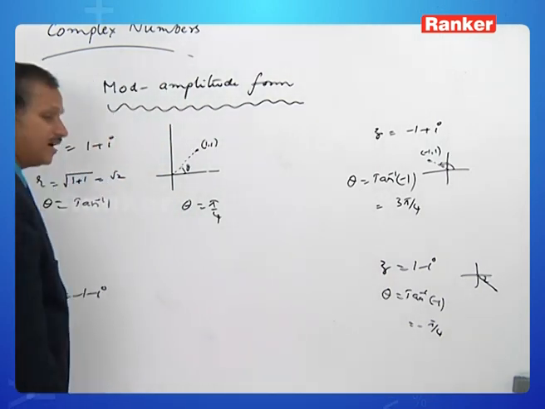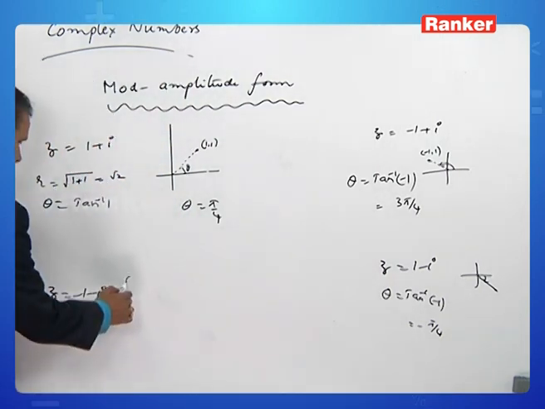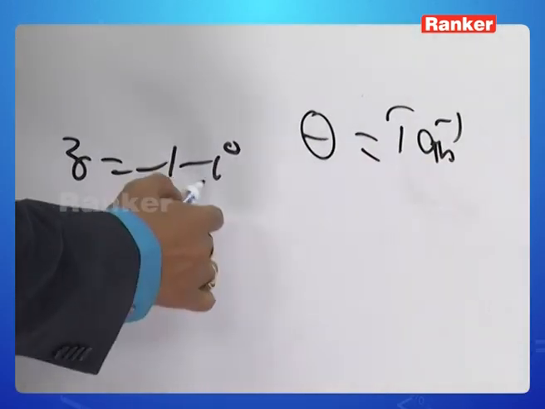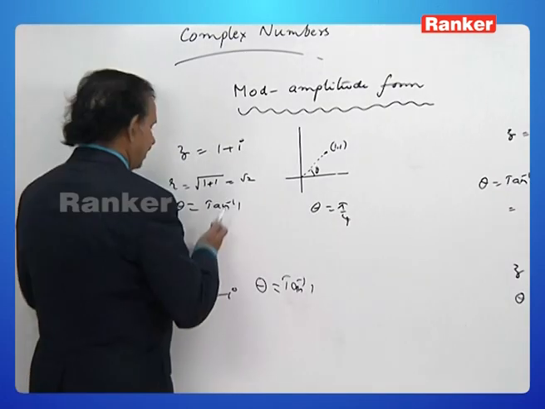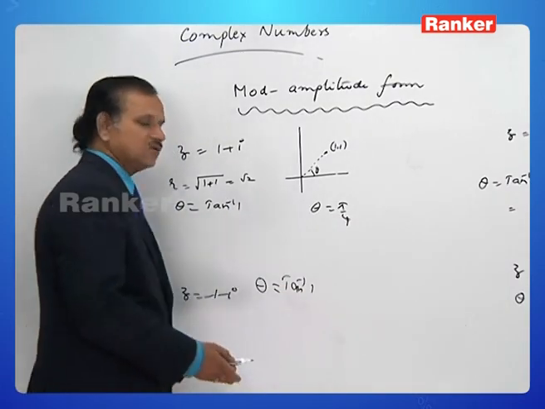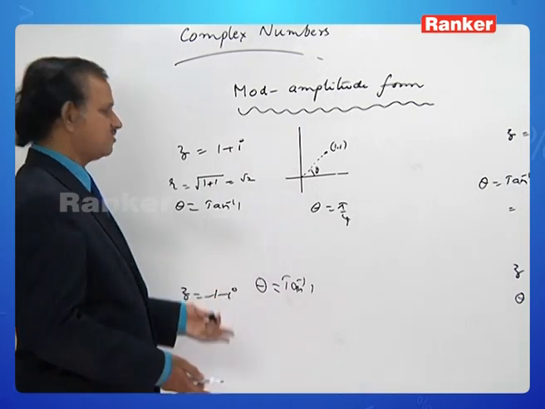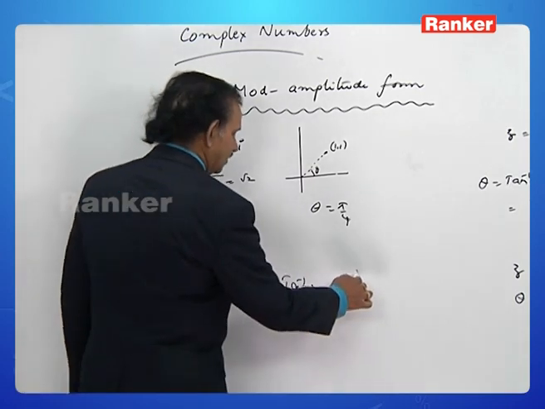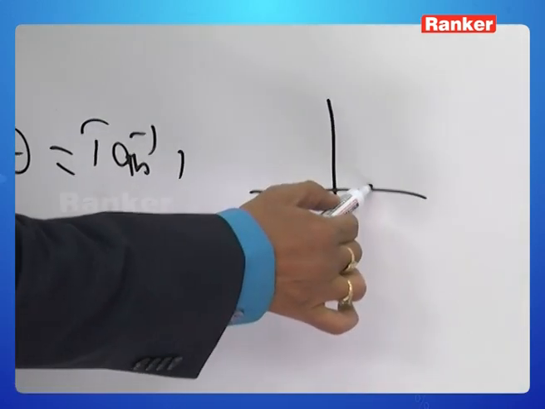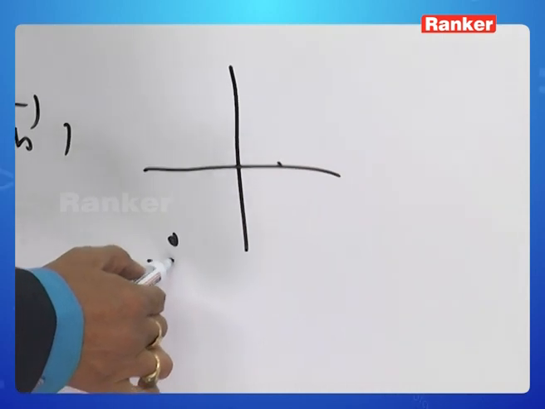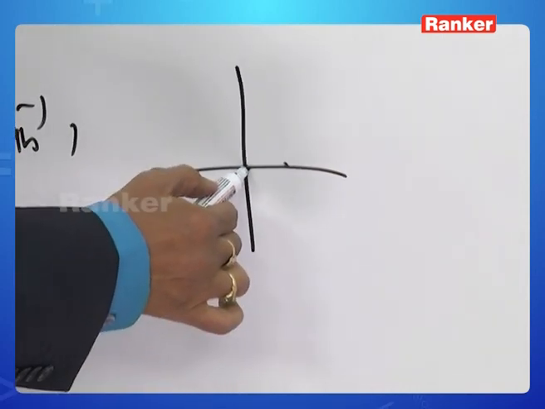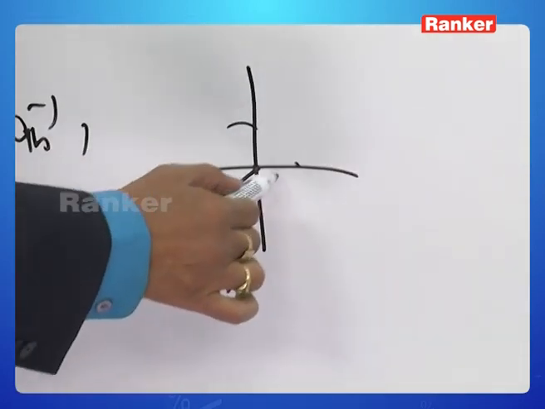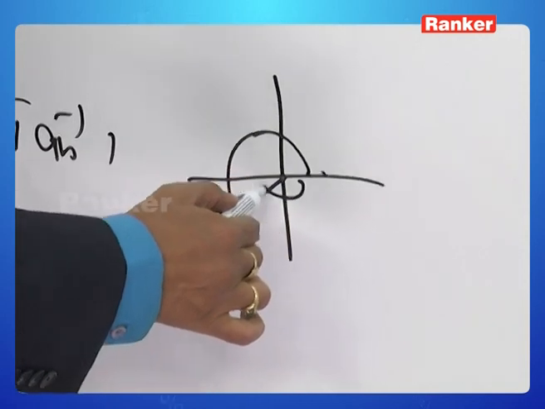Here, in the case of the third quadrant, what is the fate? What is theta here? Tan inverse y by x, minus 1 by minus 1, is 1. Here it is tan inverse 1. Here is also tan inverse 1. How to take the decision? Here the amplitude is pi by 4, whereas what do you say about this? Third quadrant, minus 1 and minus 1. Either this angle or this angle.